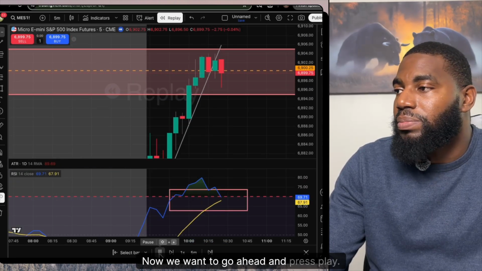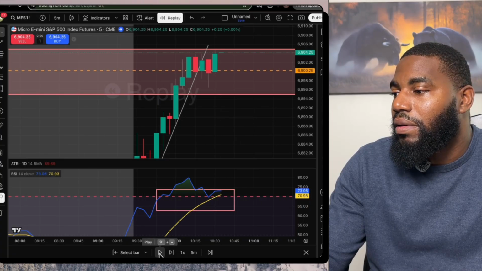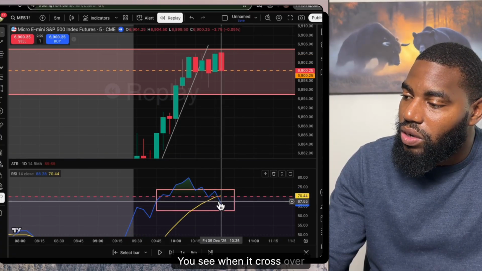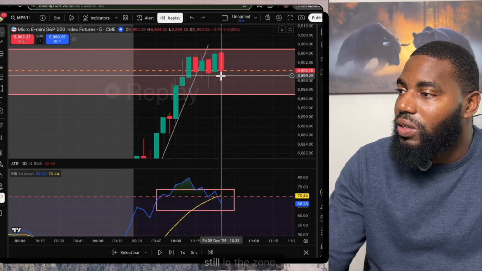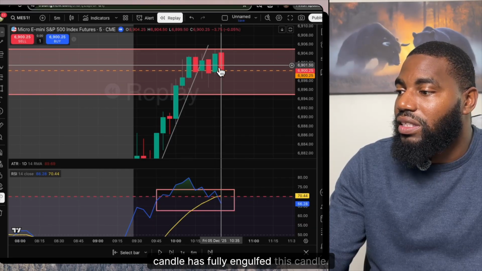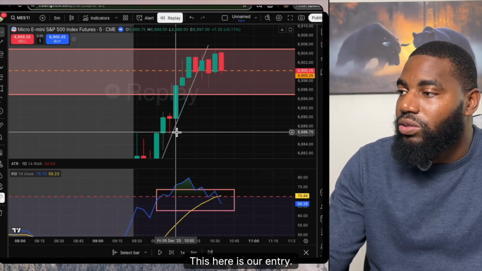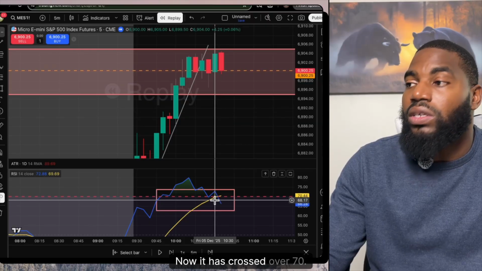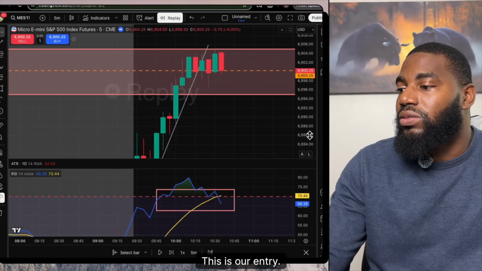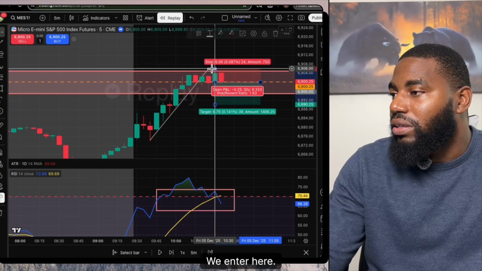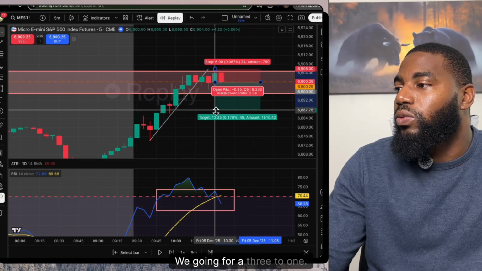Now we want to go ahead and press play. Let's see what happened. Boom, right there. You see when it crossed under 70, still in the zone, this candle has fully engulfed this candle. This here is our entry. It's in our zone. It has broken our trend line. Now it has crossed back under 70. This is our entry. Now let's see what happened. Let's go ahead and enter here. Stop here. We're going for a 3-to-1.